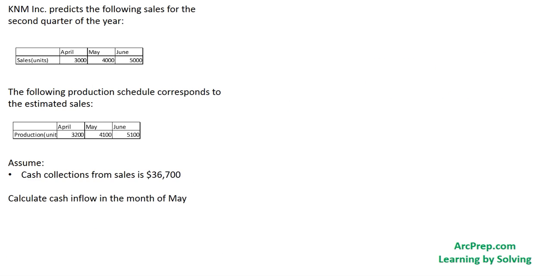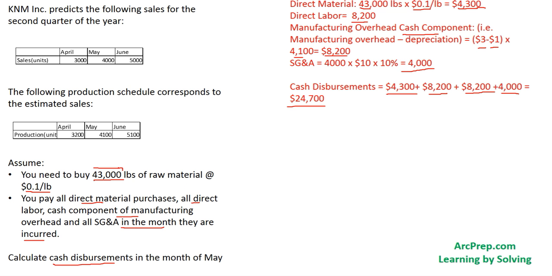Now, we did all this to calculate the cash inflow or cash outflow for the month of May. The assumption here is $36,700 cash collections from sales. This is something we already calculated in previous problem 26, but it's given here again just in case. And this is based on your sales plus your collection timeline. Now, cash collections is $36,700.